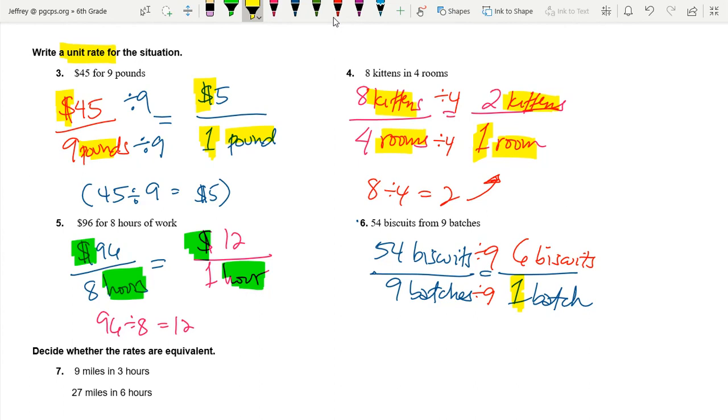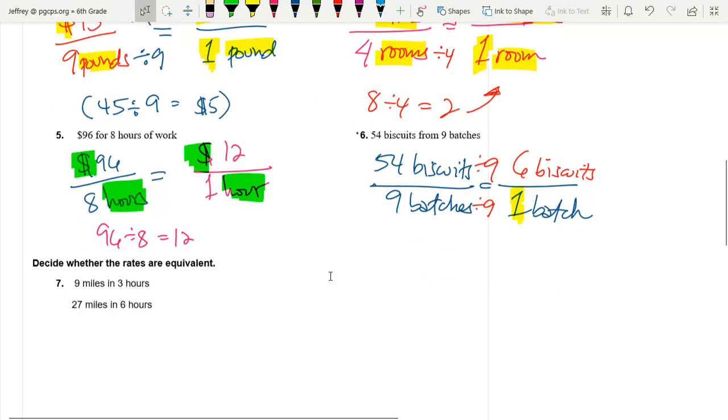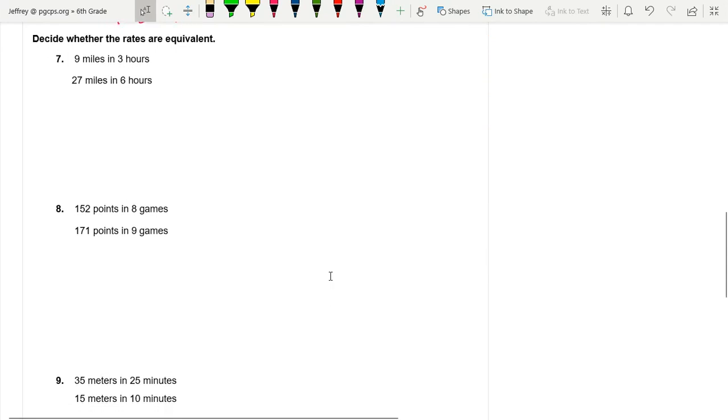So always make sense of the problem. All right? Now let's try this out. Number 7. Now let's decide when the rates are equivalent. Remember, the rates are equivalent if they have the same unit rates, or if we multiply the numerator and denominator with the same number and we get the same rate, then they're equivalent. So let's try this out.